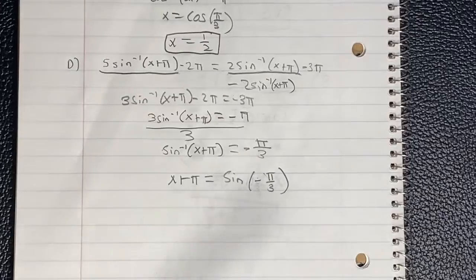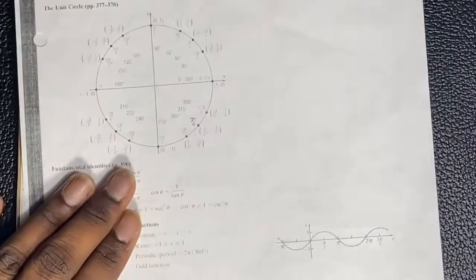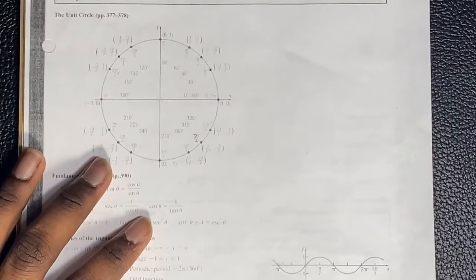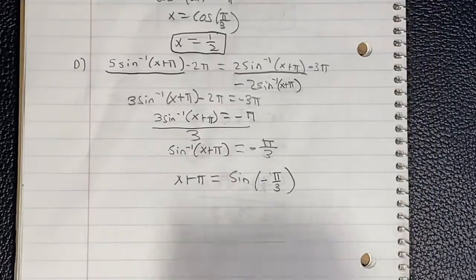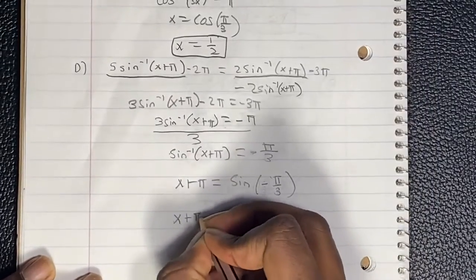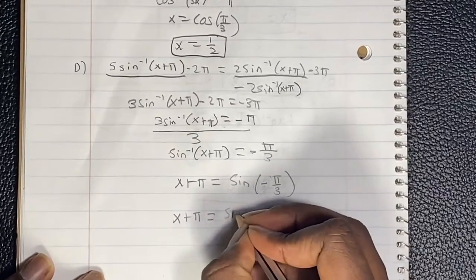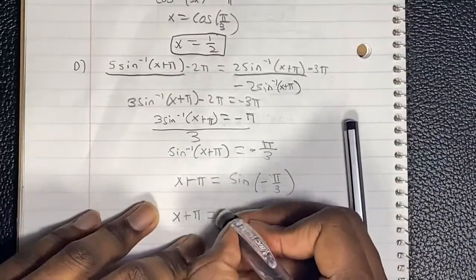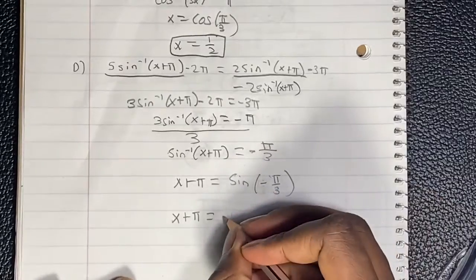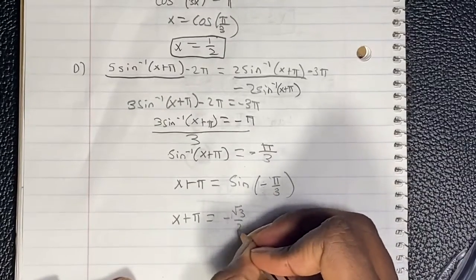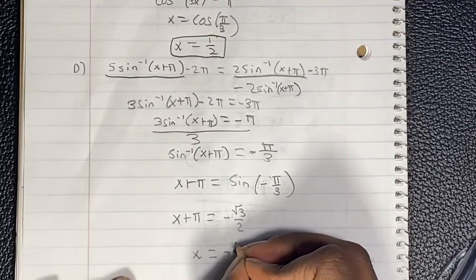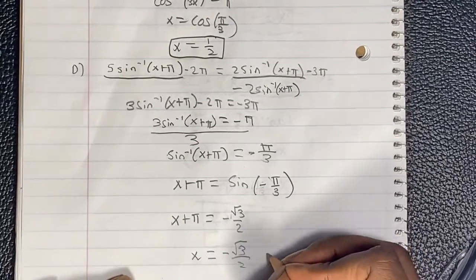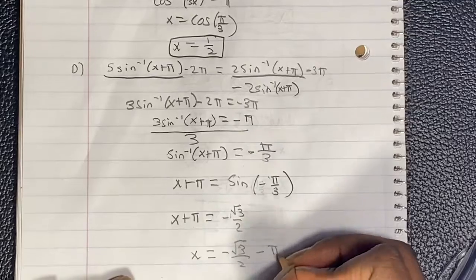And beautiful unit circle, what does this tell us? Sine of -pi over 3 is -root 3 over 2. And bring the pi over, which got us our final answer of -root 3 over 2 minus pi.